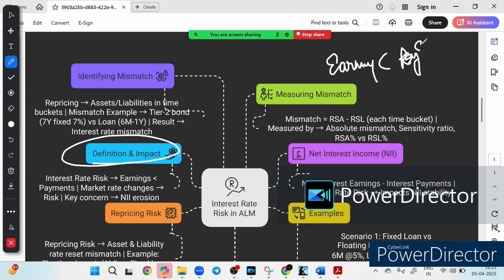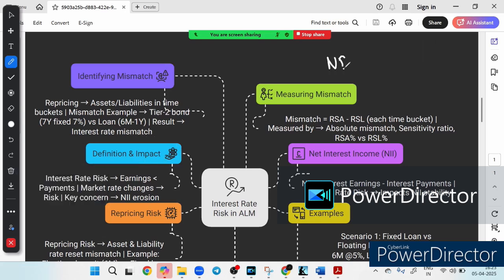Whenever your earning is less than expense, this will create interest rate risk. When market rates change, the bank may pay higher interest on deposits but earn lower interest on loans. That is what we call NII, net interest income, which is interest earning minus interest expense. Suppose interest earning is less than interest expense, then what will happen? Obviously the bank is exposed to interest rate risk. So this mismatch leads to erosion of NII, affecting the bank's profitability.